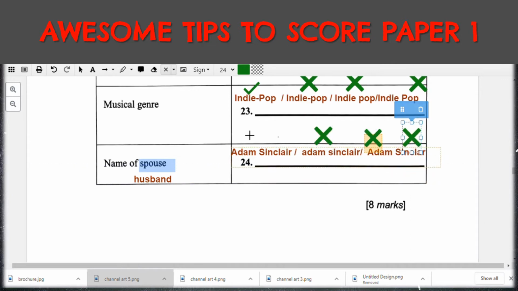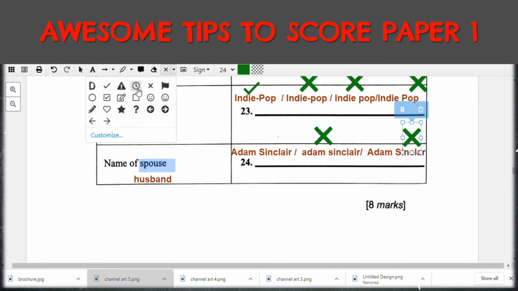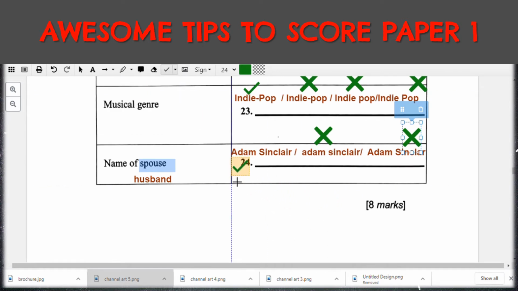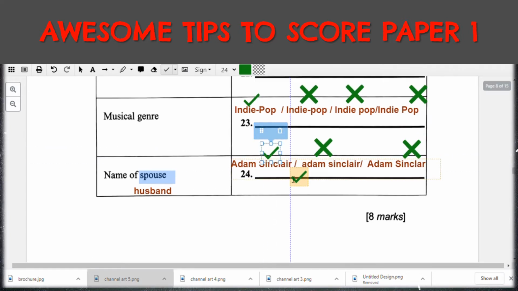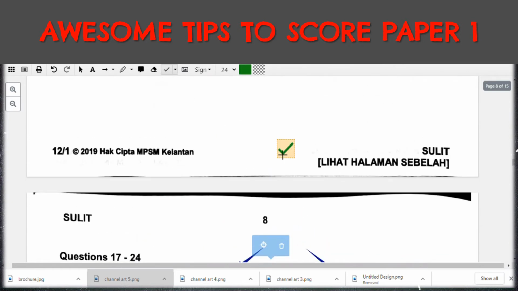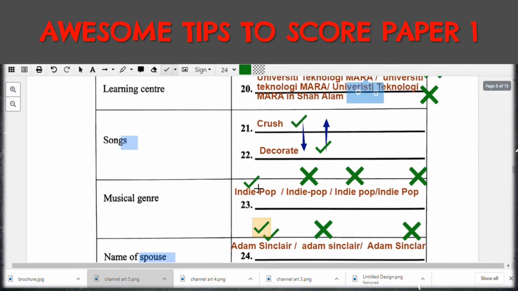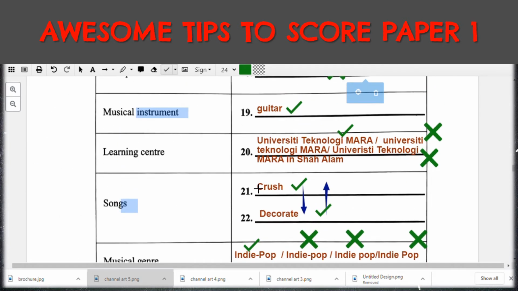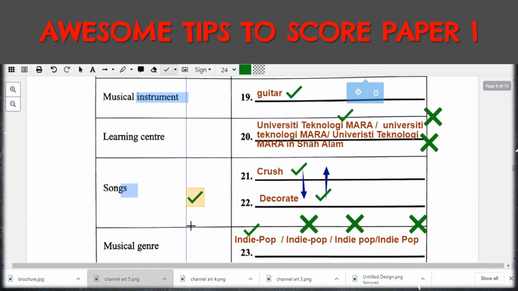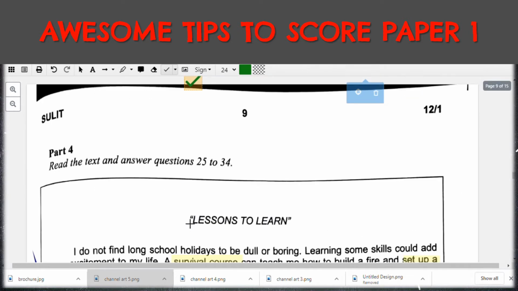So, is this spelling correct? Wrong. The spelling must be big A, D-A-M, big S, I-N-C-L-A-I-R. Let's check the spelling. See? A-D-A-M, S-I-N-C-L-A-I-R. So this is the correct spelling. Now, check the answers. What are the possible answers that can be accepted? Now, let's move on to part 4.